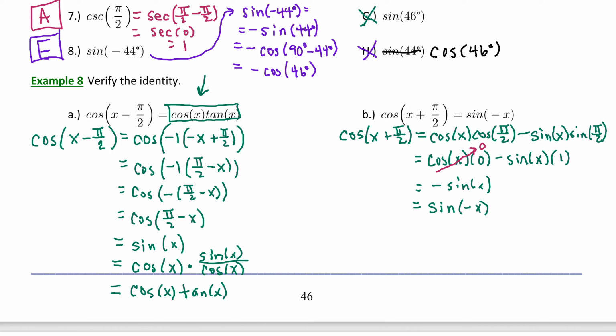So in all of section 3.3, make sure you memorize the cosine of a sum identity, cosine of a difference identity, and all of our cofunction identities.